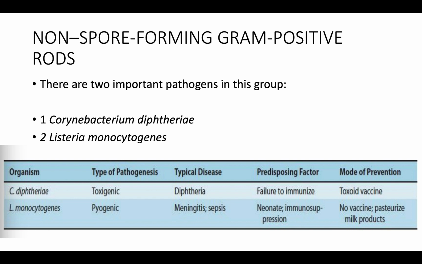So for diphtheria, what is the disease? What is the predisposing factor? It is to not be immunized. It's part of the DTaP.